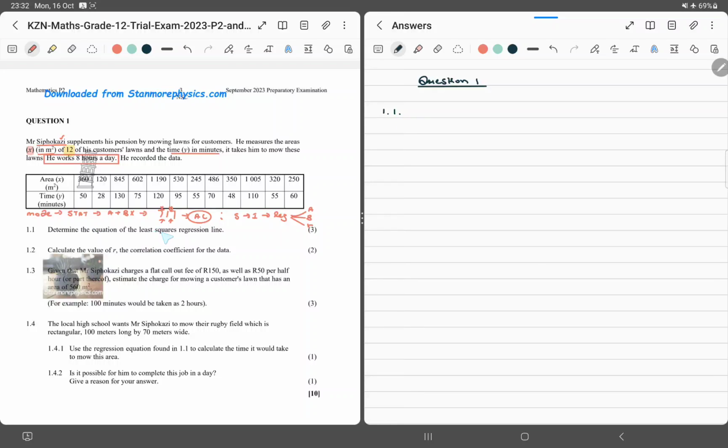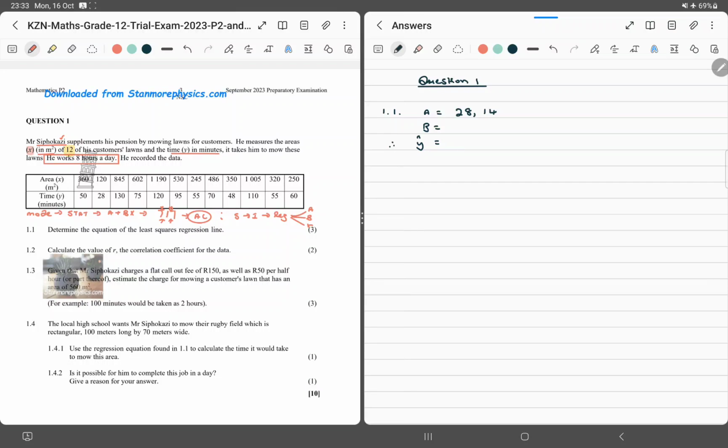1.1 says determine the equation of the least squares regression line. So we need A, we need B, and therefore our equation will come in. So you just input this data onto the table, then we go shift 1, regression, we choose A, and then my A comes out as 28,14. Remember, we were told in the general instructions to give answers to 2 decimal places.